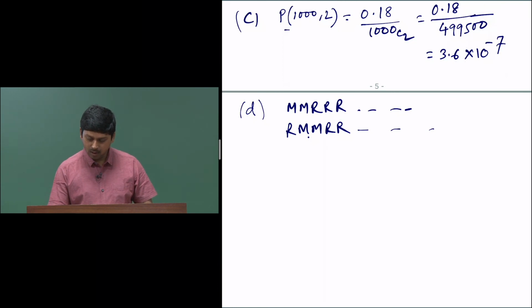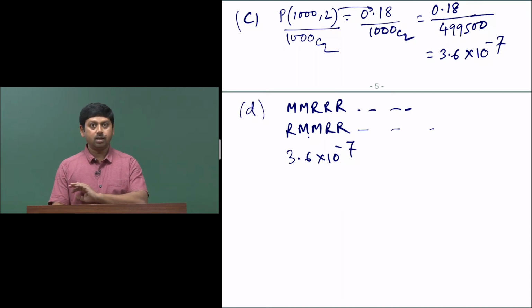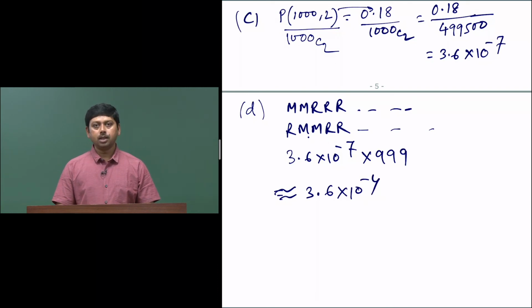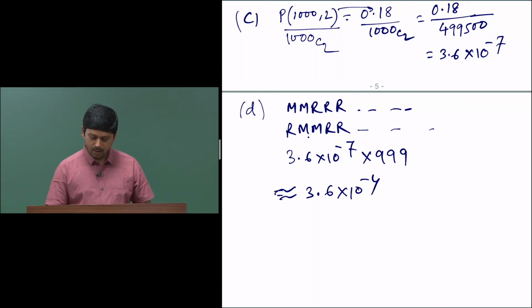This answer is of course only for this, because we are dividing by 1000 C2. Now, we take this result from the earlier result, which is 3.6 into 10 to the power minus 7, where it is a very specific mutation, and then there are 999 more possibilities in this case, and that is what is going to give us the answer. So, it is very approximately 1000. So, let us say it is very approximately 3.6 into 10 to the power minus 4. That will be the answer for this. Okay.